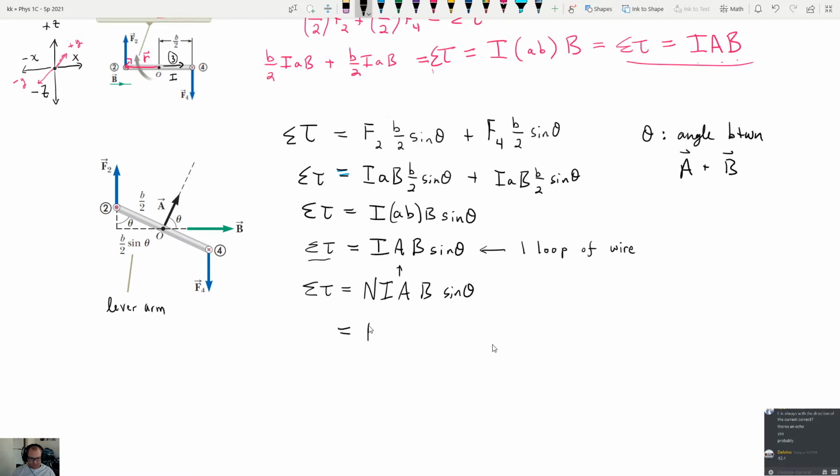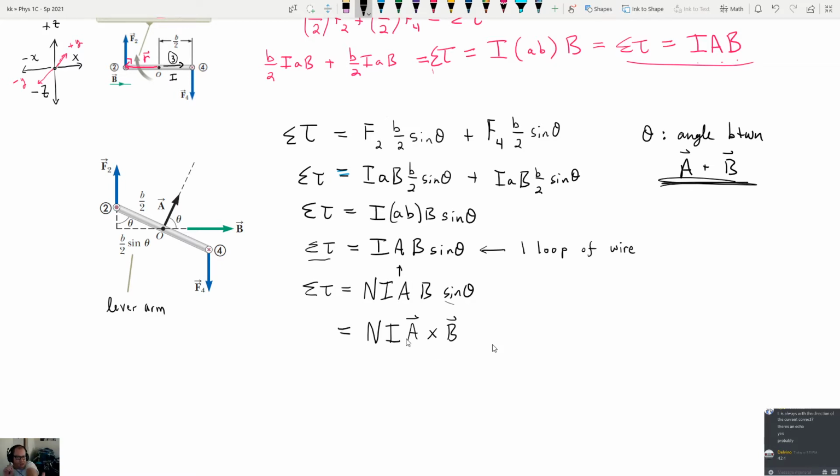The next thing to do is to say, let's replace this with N, I, A. Let's get rid of our sine theta thing here, because we know that if we write A cross B, that's going to give us a sine theta, because remember that the angle between A and B was theta. So if I do A cross B, that's going to give me AB sine theta, right? And it'll also give me the right direction for the torque. Remember that torque in this case was clockwise, right?